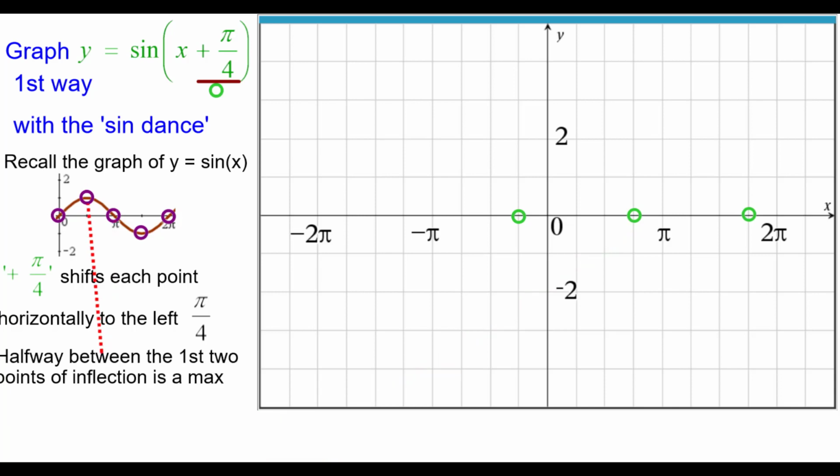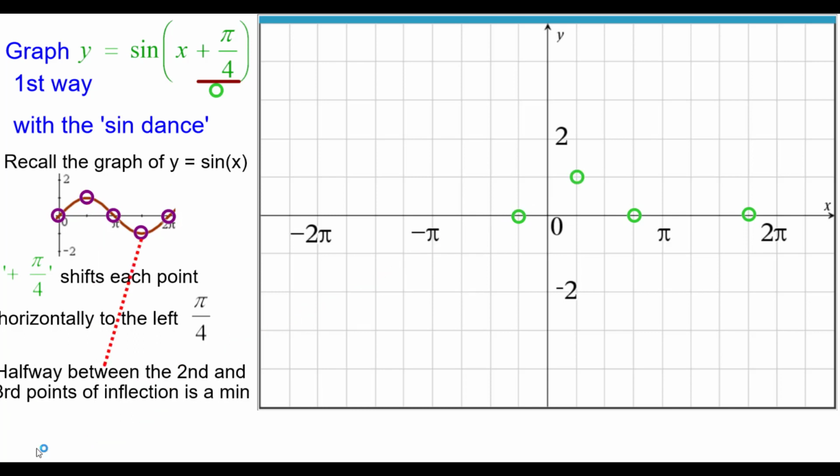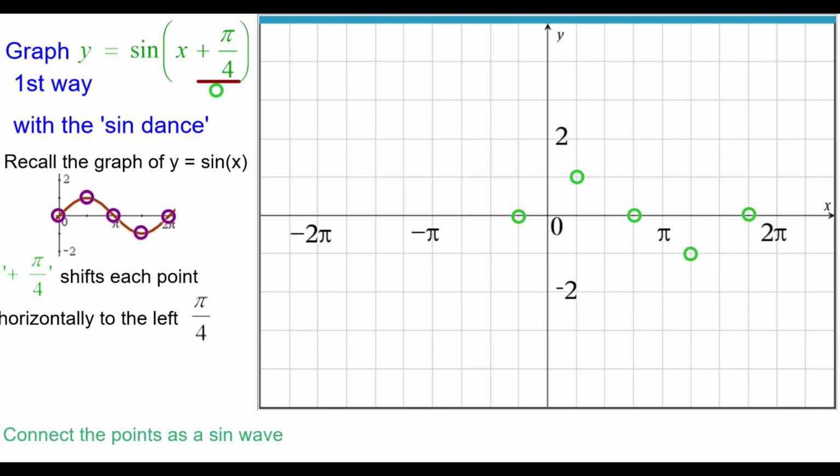Halfway between the first 2 points of inflection is a max, so halfway between these 2 points is a maximum, and that will be at (pi over 4, 1). And halfway between the second and third points of inflection is a minimum, and in this case that will be at (5 pi over 4, negative 1). Pause as needed. Connect the points as a sine wave, concave down and then concave up. This is one period of the sine wave.